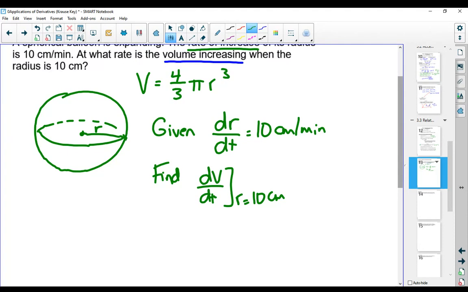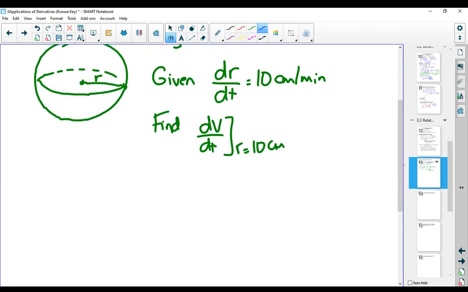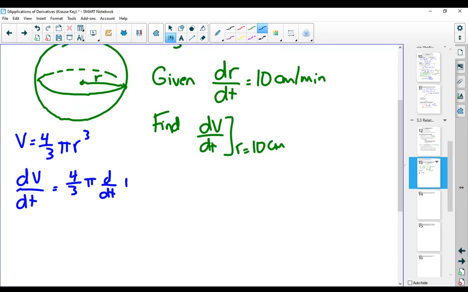So our next step is to take the derivative. If we're given the formula for volume, 4/3 pi r cubed, the derivative of that is going to be 4/3 pi d/dt of r cubed. So 4/3 pi times 3r squared dr/dt. Again, remember we're using implicit differentiation here.